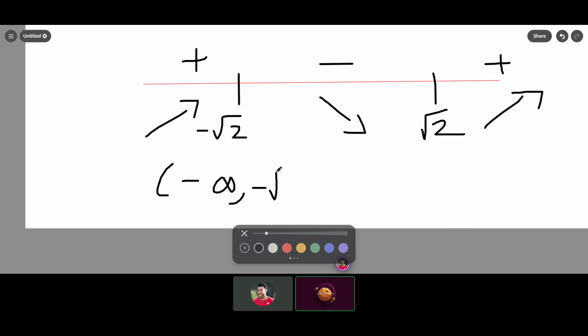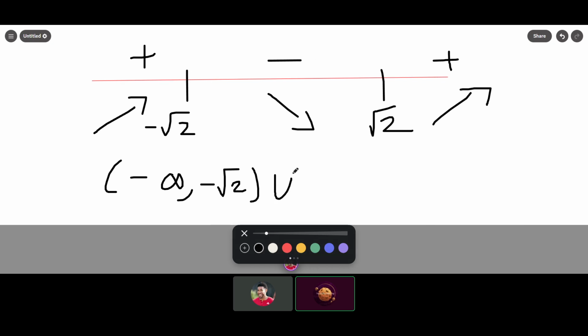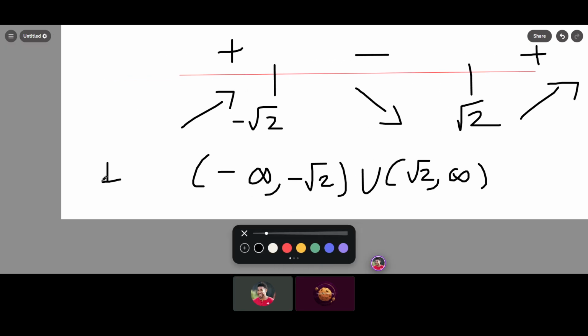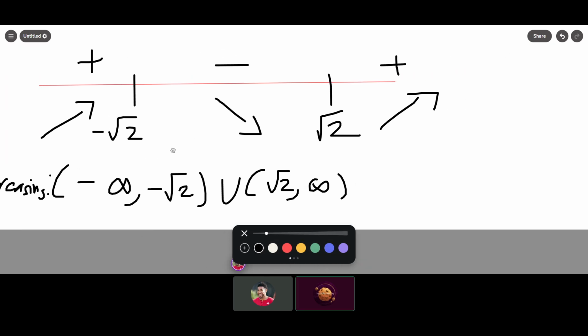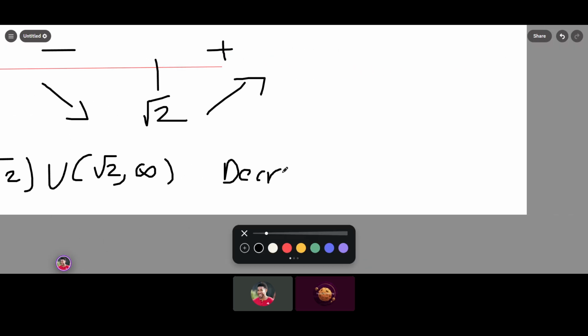So from negative infinity to negative root 2, it's increasing, union root 2 comma infinity. So this is when it's increasing. And when it's decreasing, it's in between the root 2's, so negative root 2 and root 2.